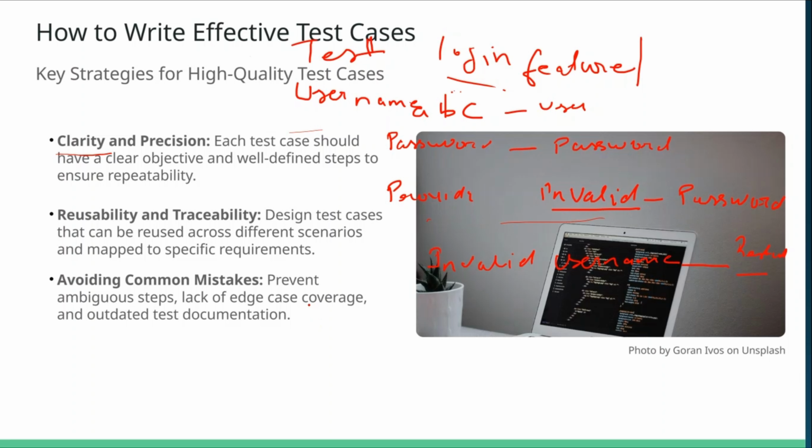So, what are the common mistakes we make in writing a test case? Ambiguous steps, like I said. It should not be a vague thing like "testing this feature". No, detail what you are testing. Another is lack of edge case coverage. This could be a bit tricky because edge cases all depend on how you think. Again, in my very first video, I told about it.